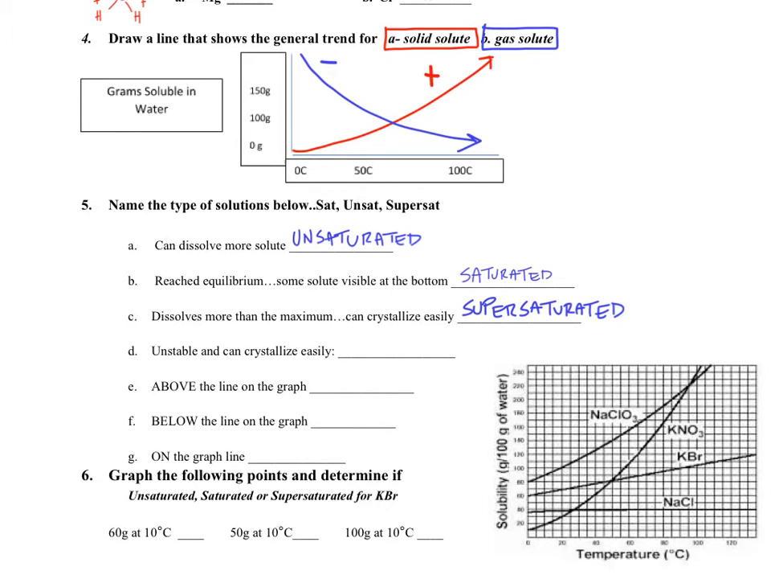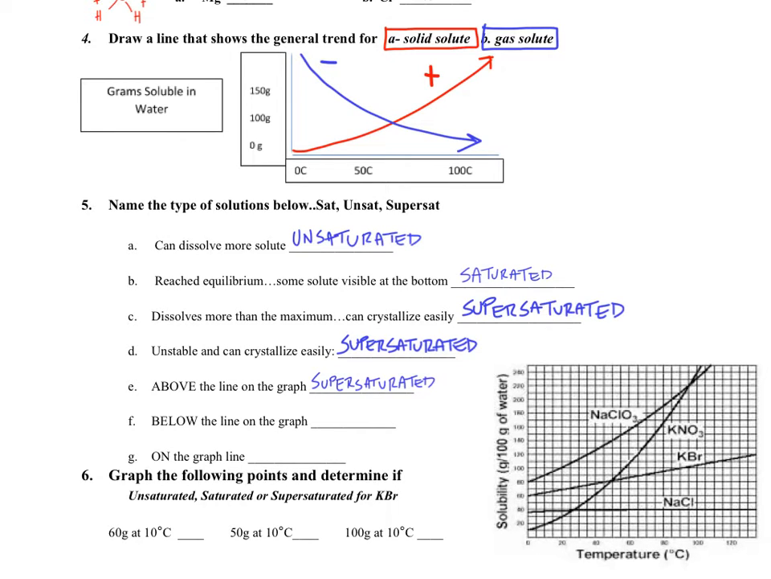D says unstable and can crystallize easily. I just mentioned that. Is that saturated, unsaturated, or supersaturated? When more solute is dissolved into a solution by heating up that solution, it becomes very unstable and it crystallizes easily. That is a supersaturated solution. E says above the line on a graph. Is that supersaturated, saturated, or unsaturated?